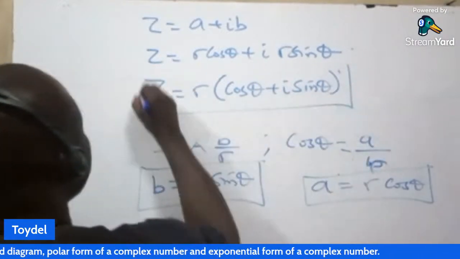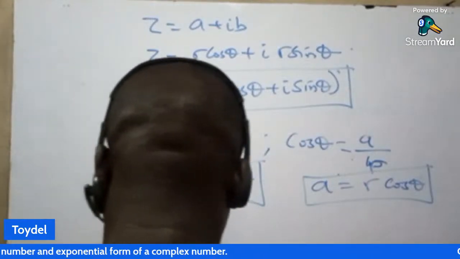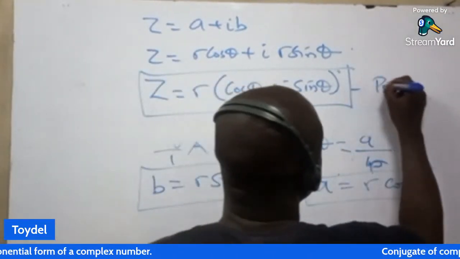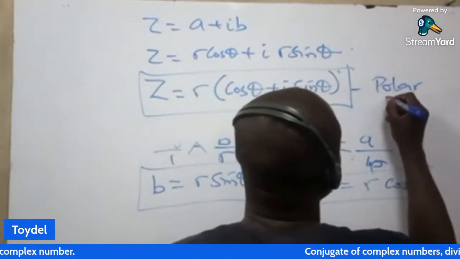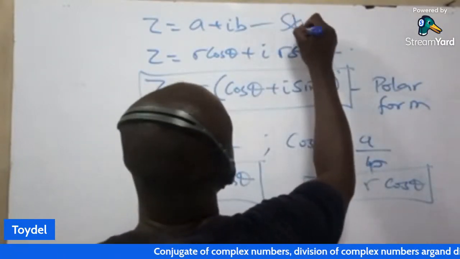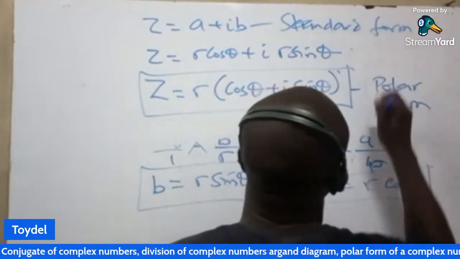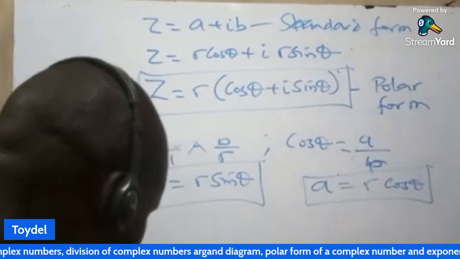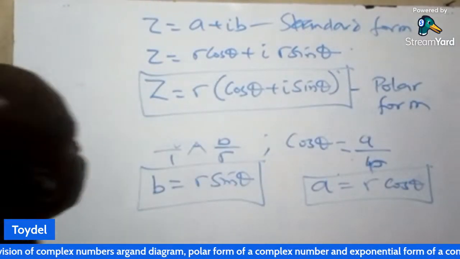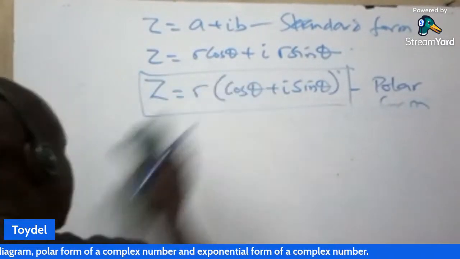So this is the polar form of a complex number. We can convert from standard form. This is the standard form of a complex number, while this is the polar form. If you want to convert from standard to polar form, this is the formula.